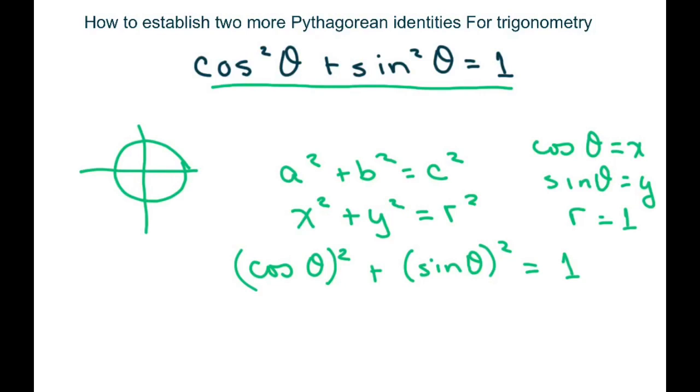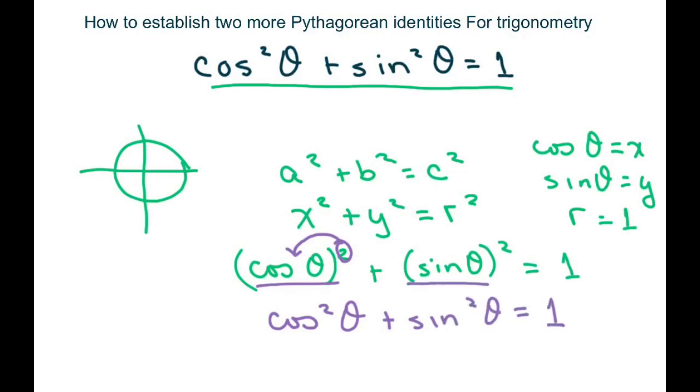By convention, this is what it actually means, but by convention we put the square inside. So you get cosine squared of theta plus sine squared of theta. It's just easier to write it this way. Okay? This is really what it means, but in math we write it this way.